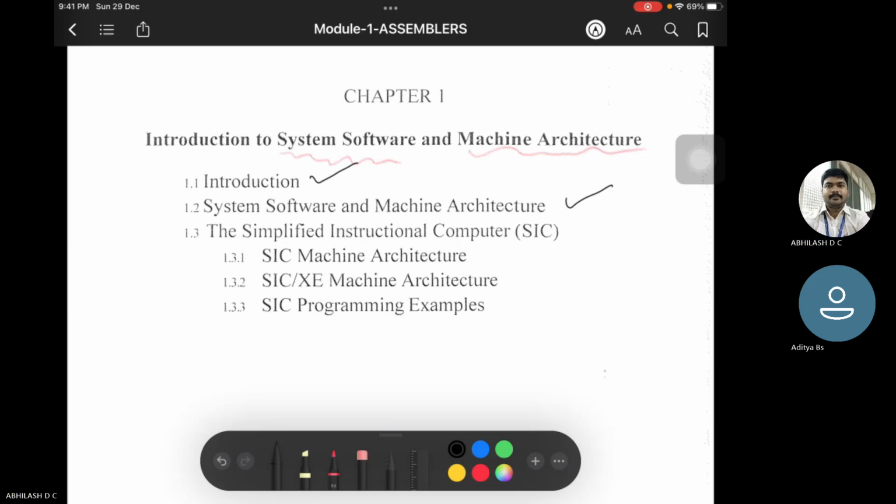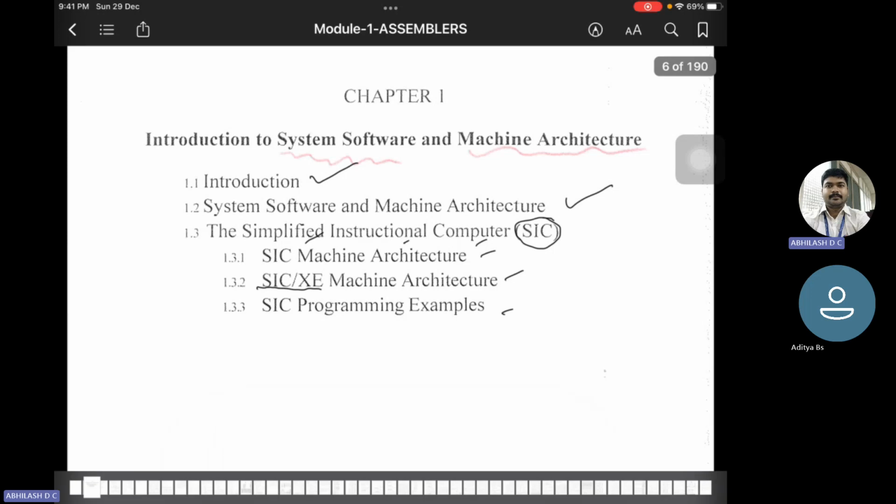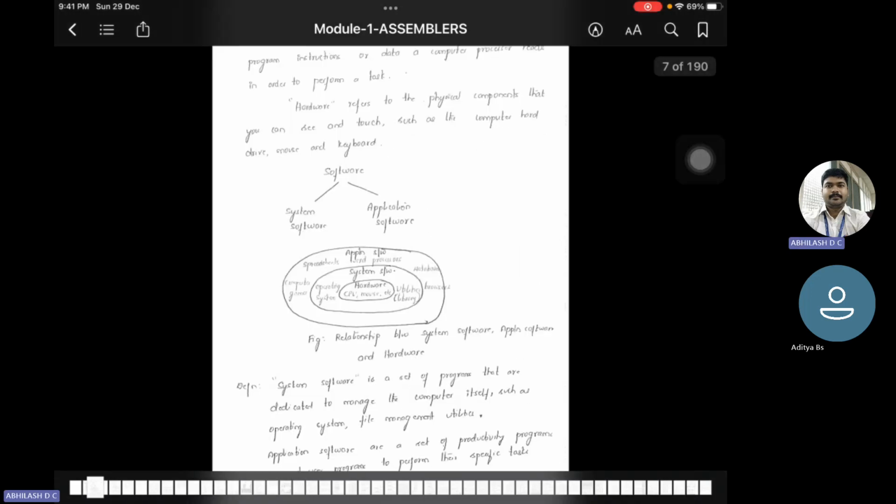We also look into the architecture of previously available system software. And what is this SIC? SIC stands for Simplified Instruction Computers, right? So we cover the SIC machine architecture, and we also have something called the extended version of SIC, SIC/XE, with its architecture and some examples of it.